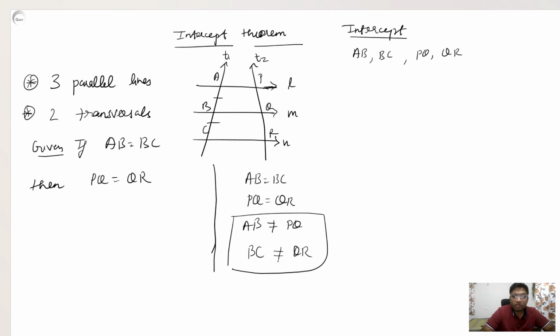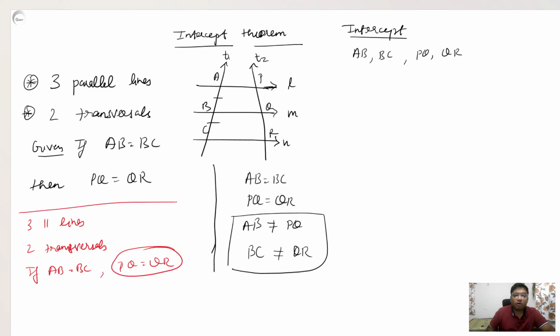Remember the key points. What do we have as the key points? So key points are, we have three parallel lines and two transversals, and then the result goes like, if AB is equal to BC, then PQ is equal to QR. This becomes your result. Okay, so this is how you comprehend your intercept theorem. I hope you have understood this.